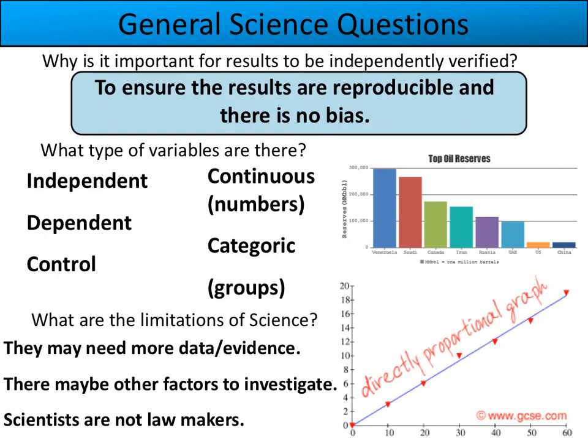When you're asked to describe a pattern that's shown on a graph, such as this one, you need to say it's directly proportional, because it's a straight line that goes through the origin. Other graphs that you tend to be asked to explain are ones that curve upwards. So it could be that you've got a graph that curves upwards, like so. And with that one, you need to discuss.